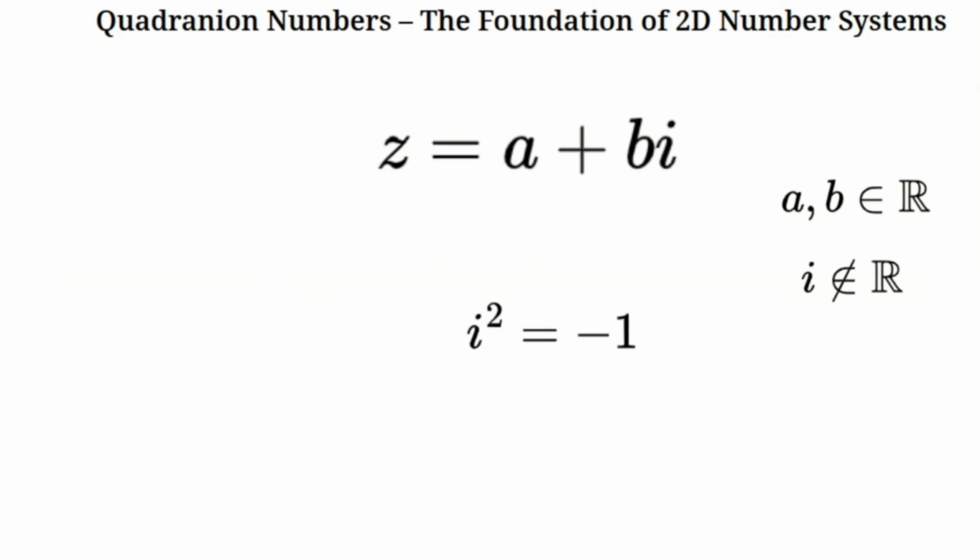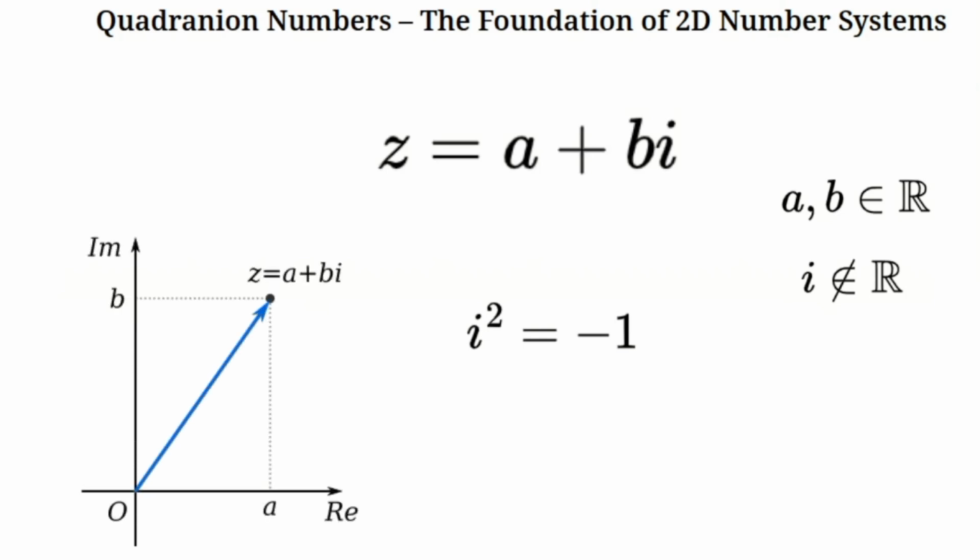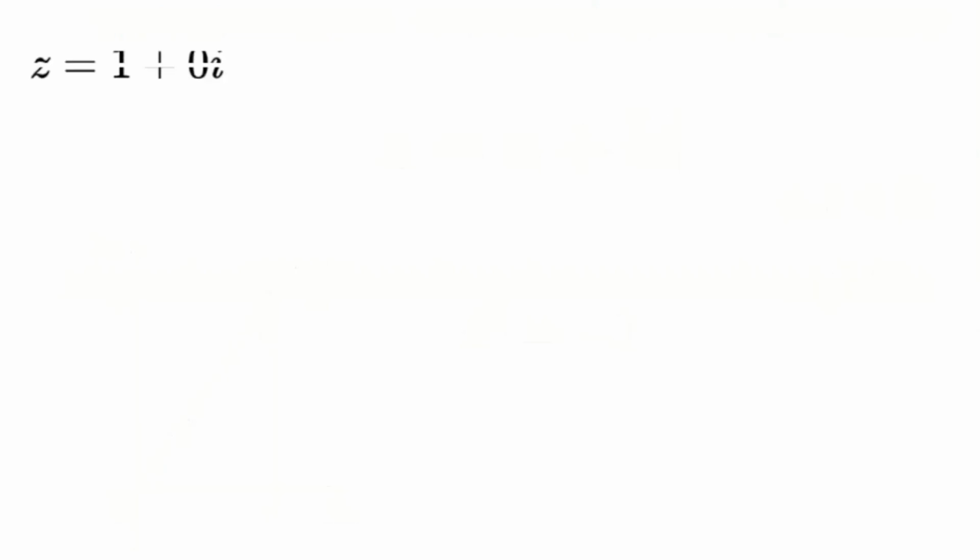Geometrically, complex numbers live on a 2D plane, known as the complex plane. The real part a is plotted on the x-axis, the imaginary part b is plotted on the y-axis. So the complex number z equals a plus b times i becomes a point at coordinates (a, b). Now here's the powerful part. Multiplying a complex number by i rotates it 90 degrees counterclockwise on the complex plane.